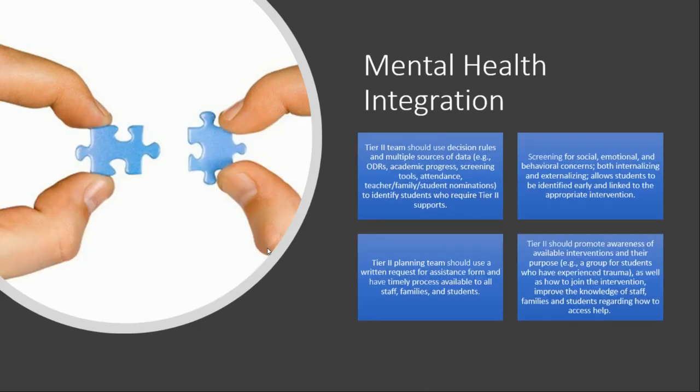So some things to integrate mental health, some mental health strategy: the tier 2 team should use decision rules and multiple sources of data, i.e., office discipline referrals, academic progress reports, screening tools, those universal screening tools, attendance, teacher, family, and student nominations to identify students who require tier 2 supports.